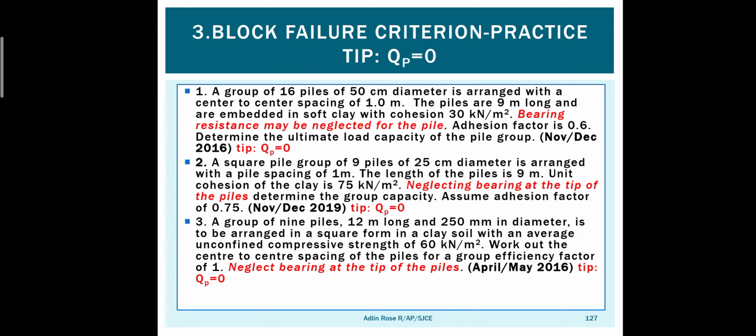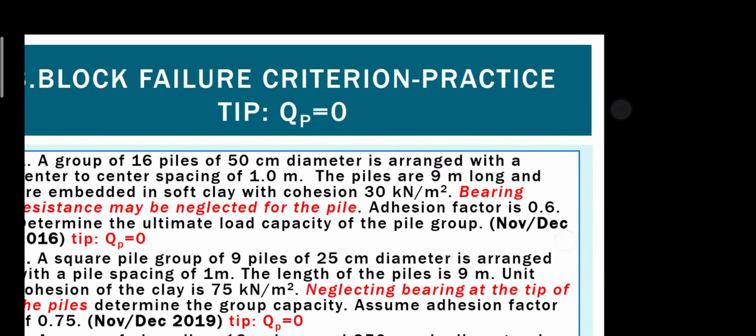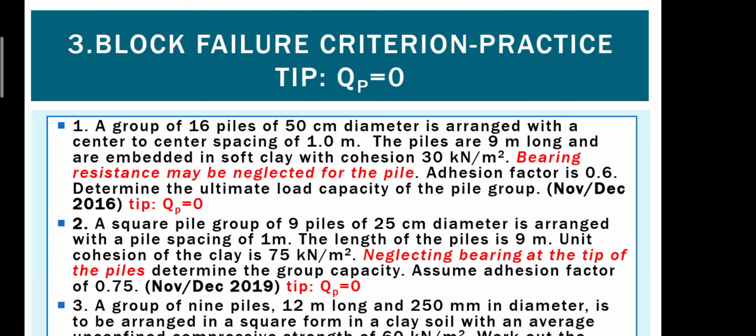Sometimes in a question they will give you that the bearing resistance is 0. Can you see this problem? No, the red color line: bearing resistance may be neglected for the pile. In the problem itself they have given it. What does bearing resistance mean?